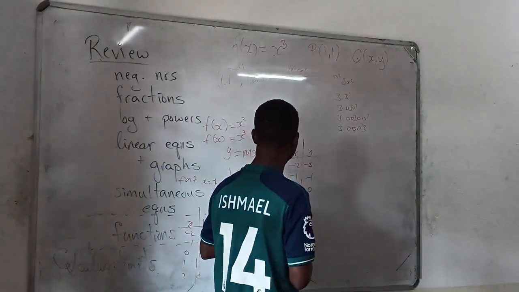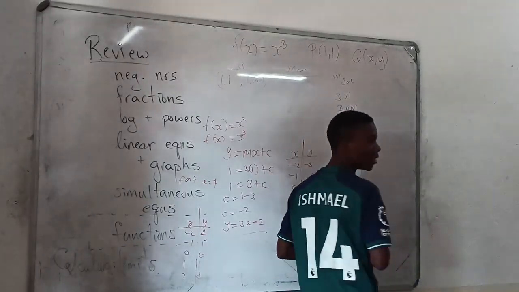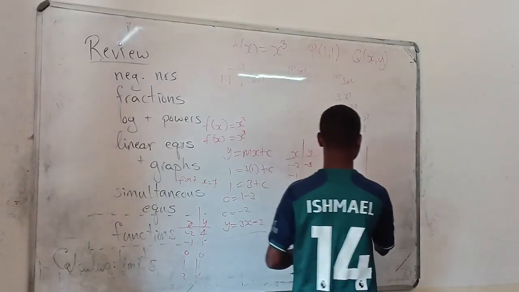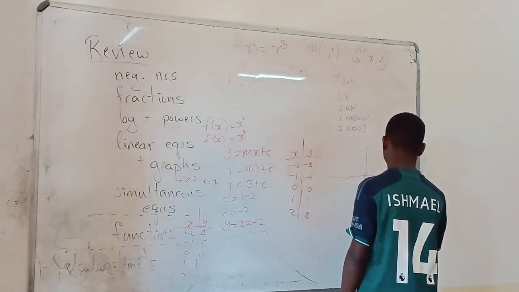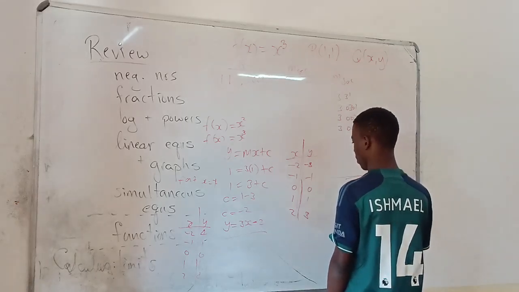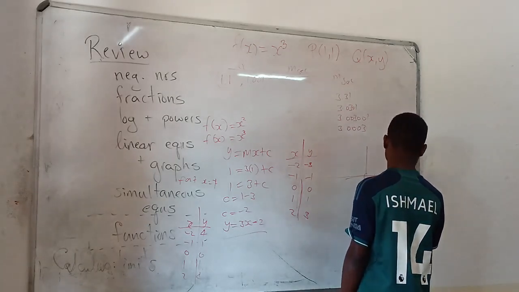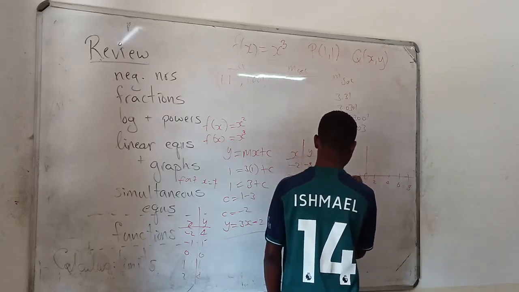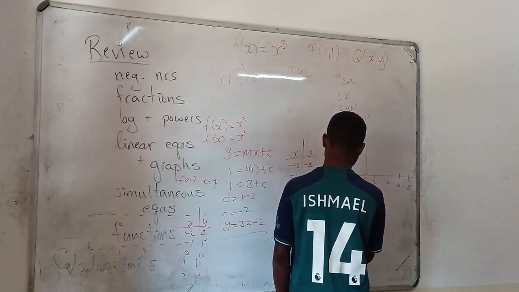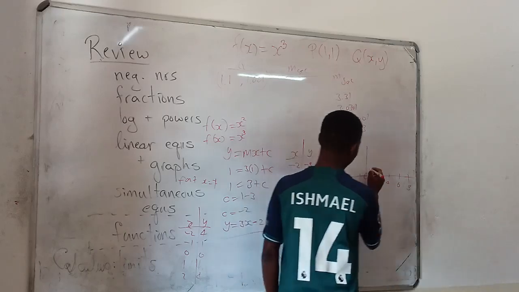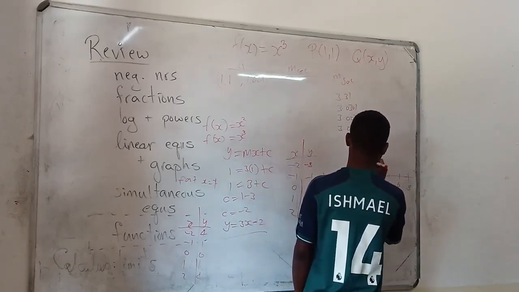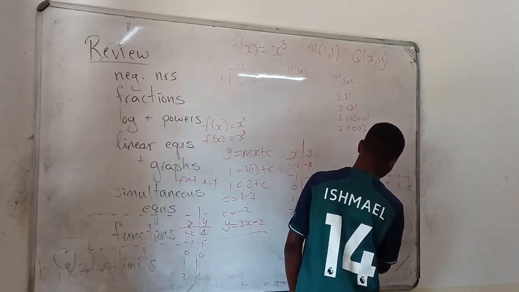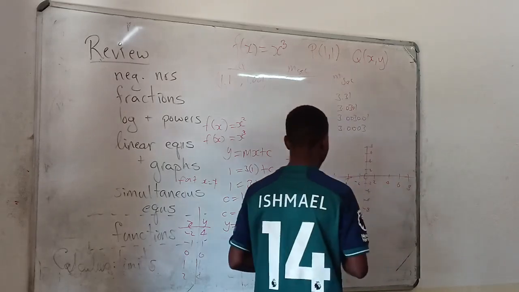Okay, so let's take 2, 4, 6, 8, and negative 8.